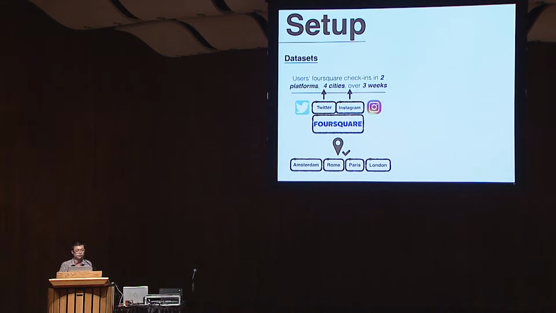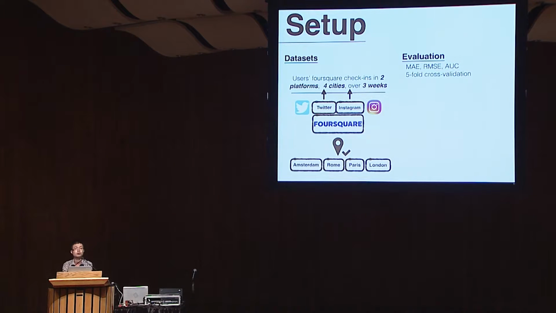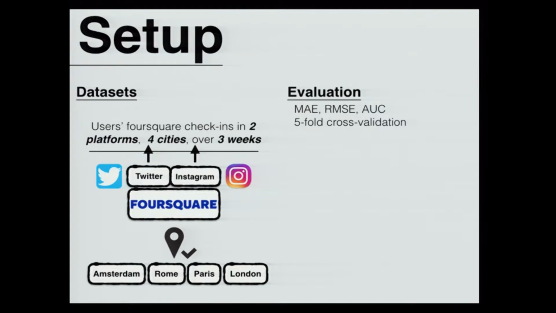Now we go to the validation part. In order to validate the proposed method, we collect a data set of users' Foursquare check-ins from two platforms, Twitter and Instagram, from four major European cities, Amsterdam, Rome, Paris, and London, over three weeks. We use both rating prediction and ranking prediction metrics to evaluate the performance. We use 5-fold cross-validation, and for parameter setting, we use grid search.